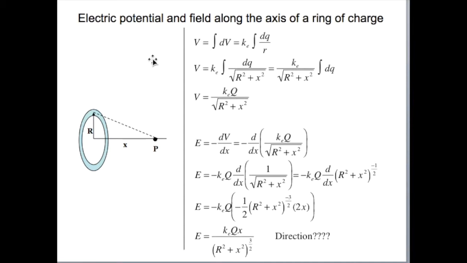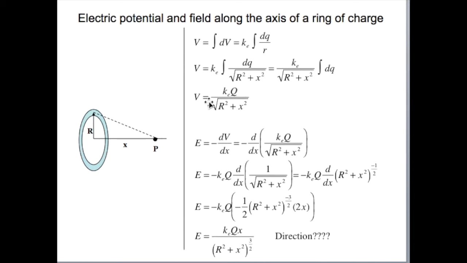Okay, so now the electric potential due to a ring of charge. So dV is k dq over r, all right, we're some distance away here, where this distance r is the square root of r squared plus x squared, and so taking that integral, we end up with this, right, that V is kq over the square root of r squared plus x squared.